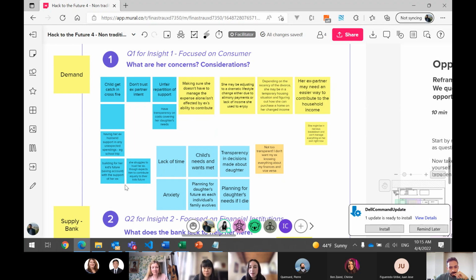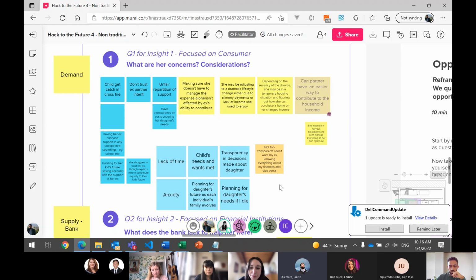Yeah, as I'm reading this, Pierre, I think you brought up a good point that would be great to discuss, right? This transparency, but not too transparent, or not totally trusting the ex-partner. So you want this transparency. What do people think about that? If you put something about transparency?